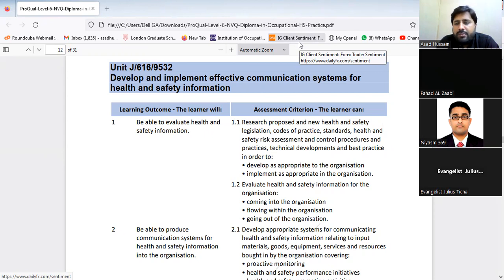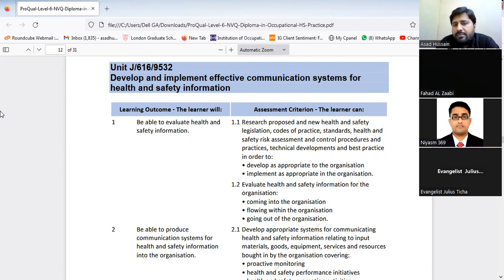But as you all know, at this stage we are not doing any CPD learning outcome or assessment criteria. We will manage that in the end. So actually, what we have to complete in this unit will be 4 learning outcomes and their 15 assessment criteria.